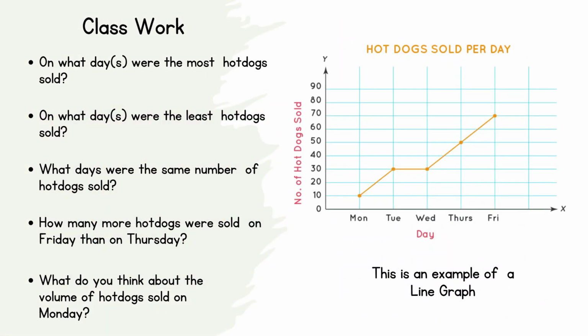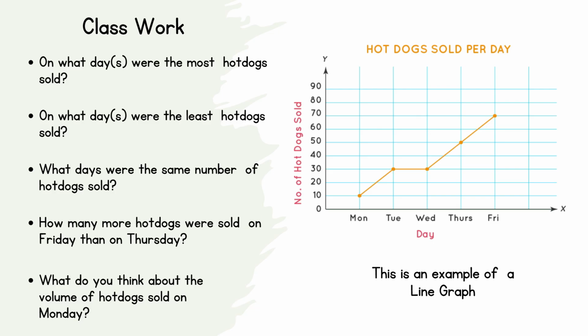Okay, so now that you know how to plot points, we say that this is called a line graph, okay? And since you can plot points now, you can read the points off of these line graphs. So let's try to answer the questions that correspond to this graph that is entitled hot dogs sold per day. On the y-axis, we have number of hot dogs sold. On the x-axis, we have the days.